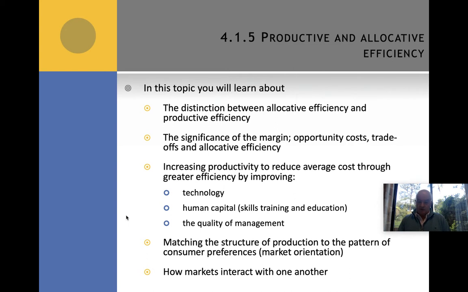And then we'll also be looking at how production levels might be matched more closely to consumer preferences, and that is all about market orientation. And again, we have touched on that previously, but we will look at that again. And then finally, we'll also look at how markets interact with one another and how one decision in one market might affect another, and that clearly would also affect the way in which we might choose to allocate resources to different markets. Okay, so that's basically what we're going to be covering in this presentation. So let's move on.